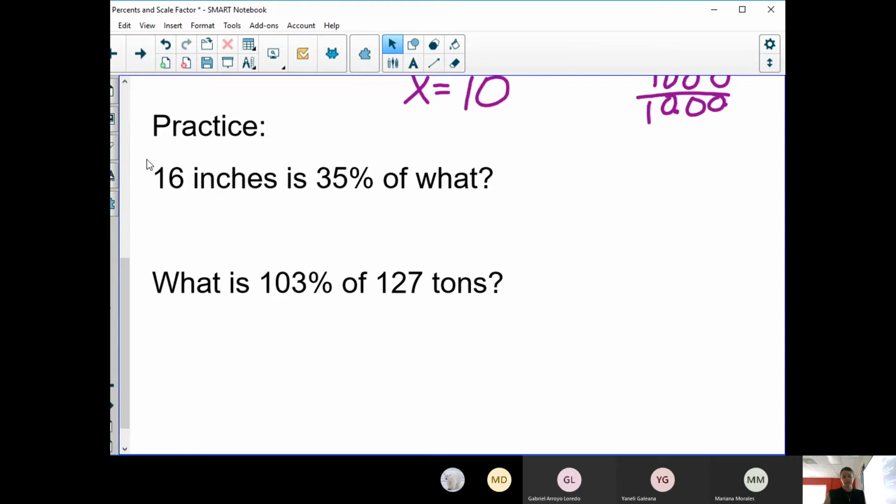All right, so what do we get when we write the percent equation for this first one? 16 inches is 35% of what? How would you write that equation?